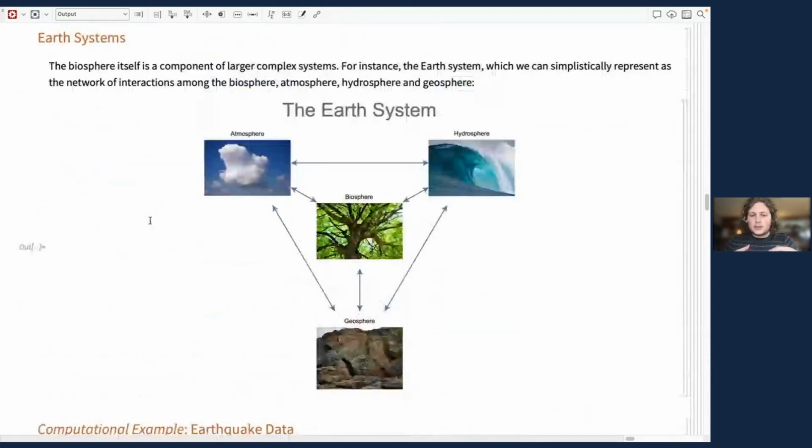Okay, so the biosphere itself is a component of even larger complex systems. For example, we can look at the entire Earth as some complex system, and we can call that the Earth system. And we can sort of simplistically break this down into a network of interactions between big components like the atmosphere, the hydrosphere, the geosphere, and the biosphere all together.